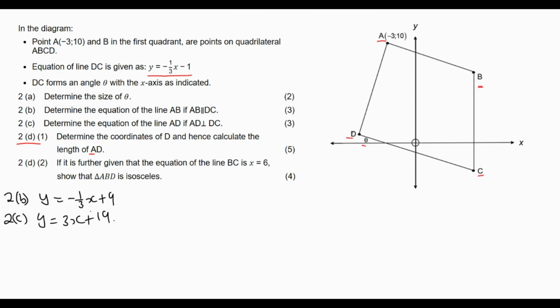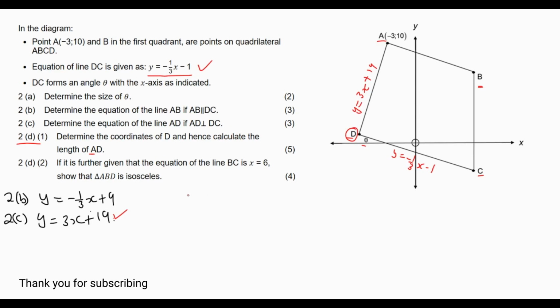So we want the coordinates of D. If we check, D is the point of intersection of AD and DC. We have the equation of DC we're given, and then we have the equation of AD. So this one is y is equal to 3x plus 19, and this one is y is equal to -1/3 x minus 1. So this is the point of intersection. How do we find the coordinates of the point of intersection? We equate the two functions.